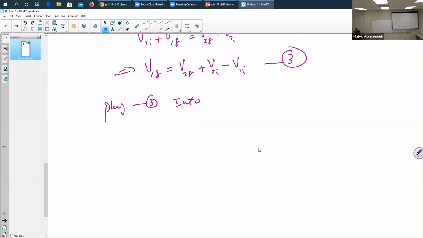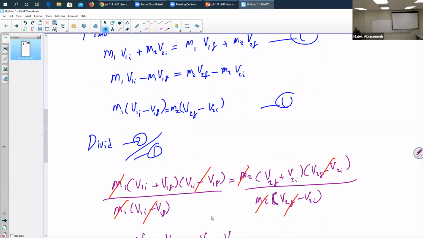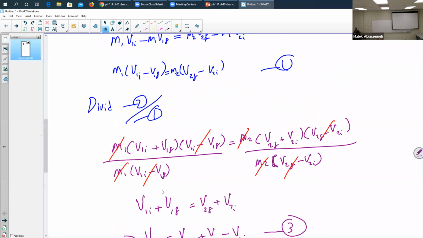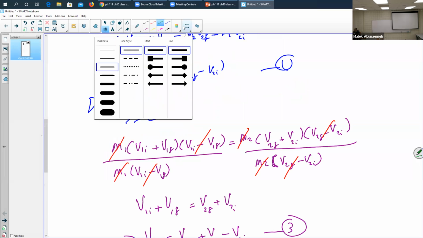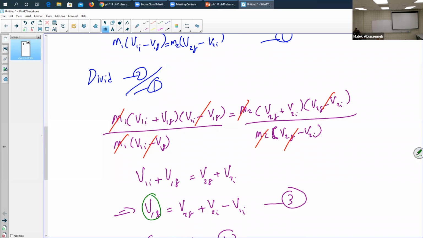All right. So we substitute this into equation 1. Basically, here's our first equation, and here's V1F. So what we're going to do is get V1F and put it right over there.